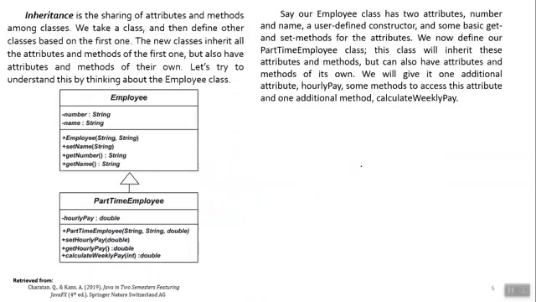Okay. So after that, say our employee class has two attributes, number and name, and a user-defined constructor, and some basic get and set methods for the attributes. So we now define our part-time employee class, and this class will inherit these attributes and methods, but can also have attributes and methods of its own. So we will give it one additional attribute, hourly pay, some methods to access this attribute, and one additional method, calculate weekly pay.